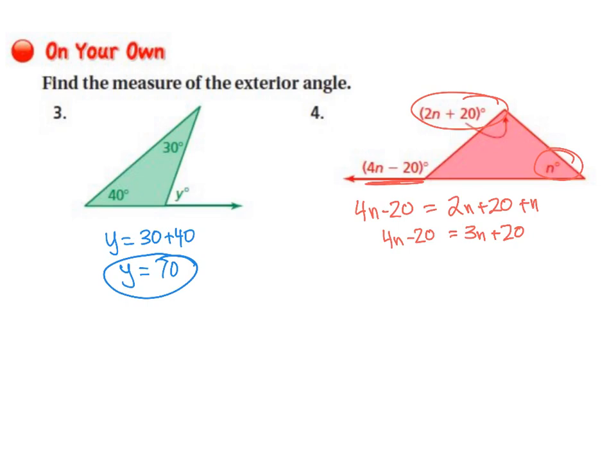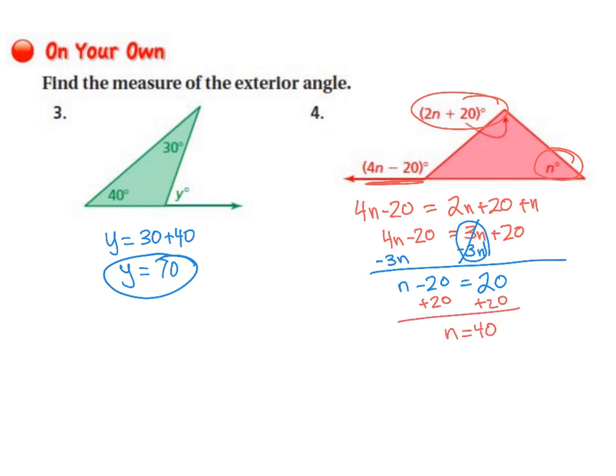And now I really want to have variables only on one side. So I could subtract 4n from both sides. I could subtract 3n from both sides. But really, I'd rather not have negatives. So if I choose to subtract the 3n from both sides, I end up with 4n minus 3n is 1n. Over here, these 3n's cancel. 3n minus 3n is 0. So I get n minus 20 equals 20. Going to add 20 to both sides, so n is 40.